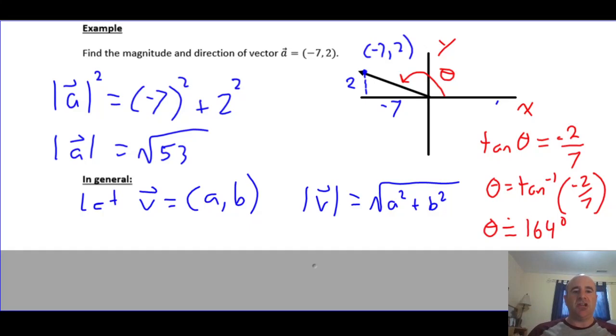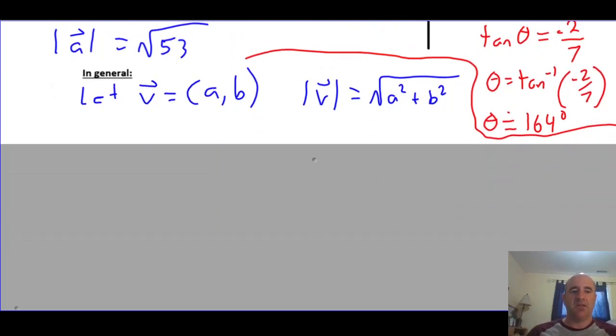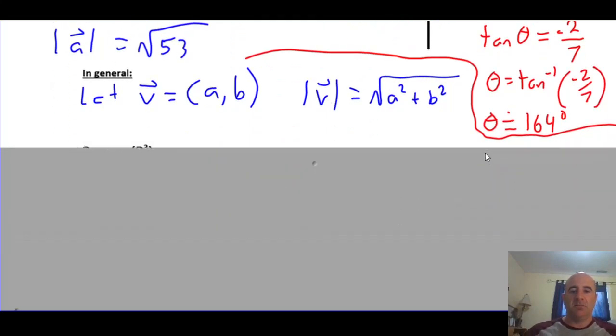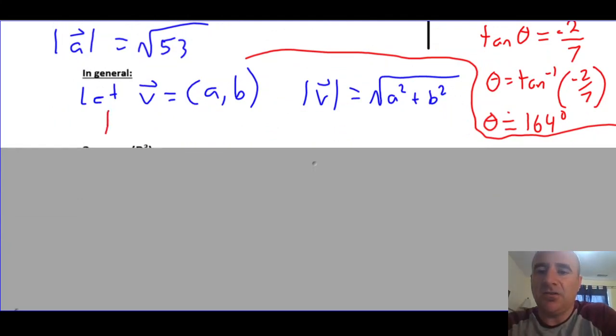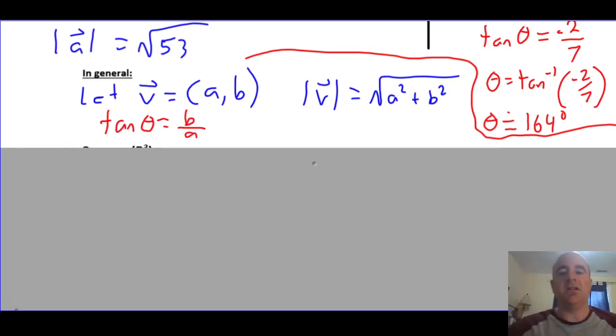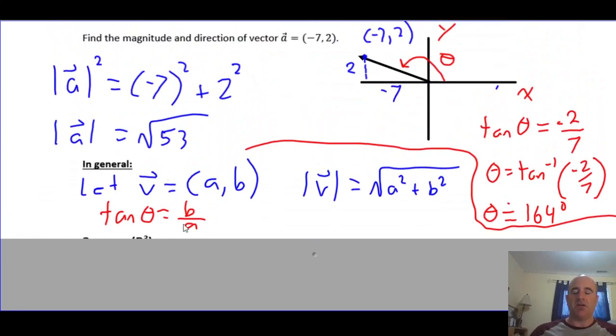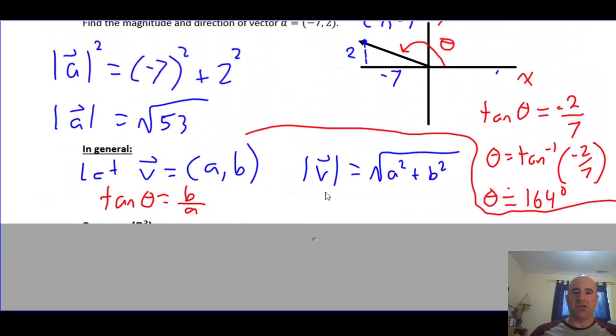So then, in general, this is all part of the specific case. In general, we could say that the tan of the angle is always going to be B over A, where theta is that angle it makes with the positive x-axis. So that's how we can describe the general direction of an algebraic vector. We don't do that a lot, but we do it sometimes.